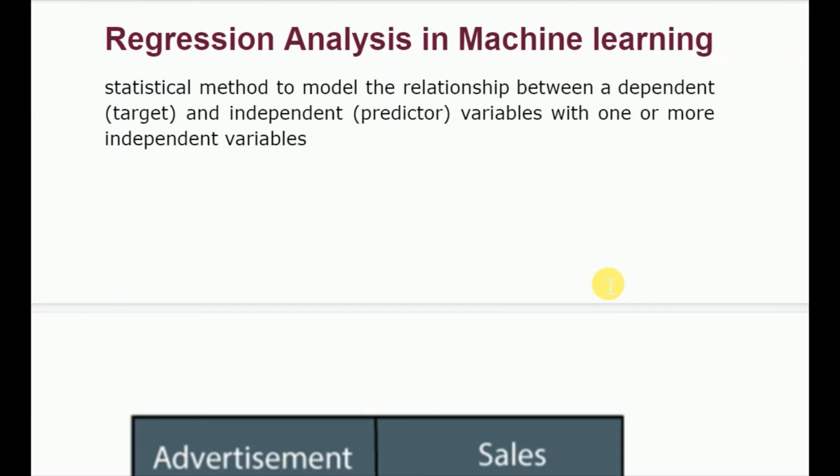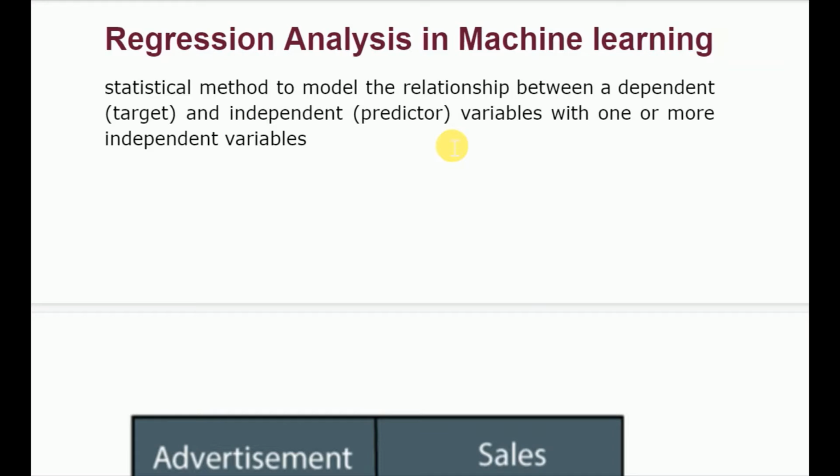Regression analysis in machine learning. Friends, this is a statistical method which is used to find the relationship between the independent variable and the dependent variable. Here the dependent variable is called the target and the independent variable is called the predictor. And one more thing is that independent variables can be one or more. Simply, it's a method used to find the relationship between the dependent variable and independent variable.